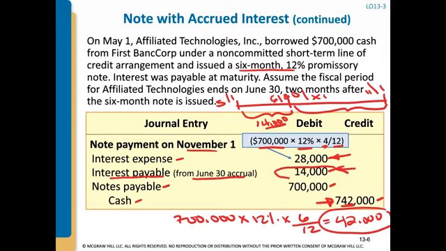The $14,000 of interest expense was recorded in the first fiscal year as of June 30th, but it wasn't paid out till the following fiscal year. So this is an example of an accrued expense because the expense has been incurred but not yet paid. That's what we did on June 30th.